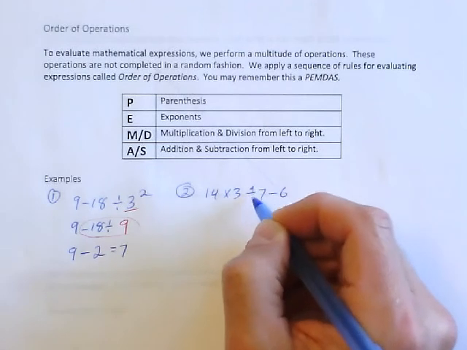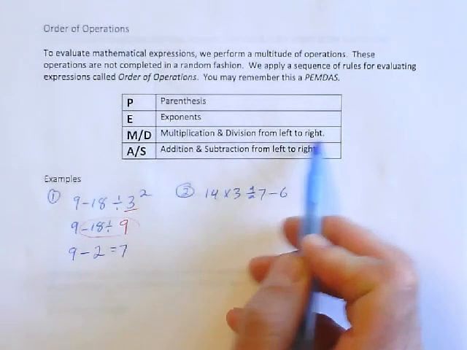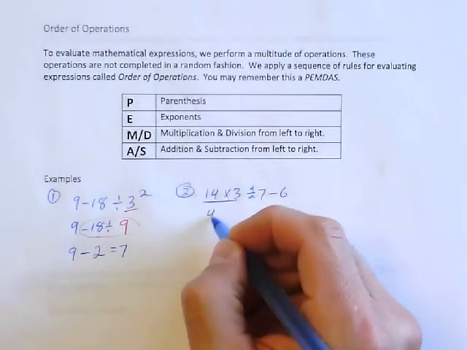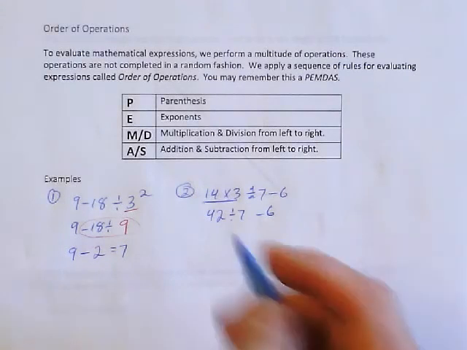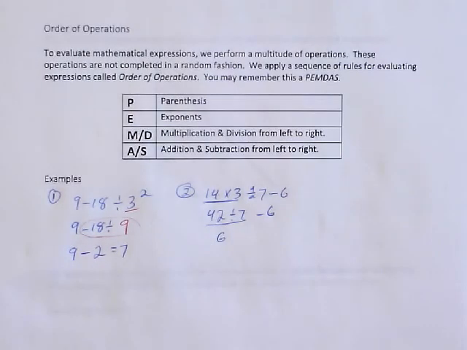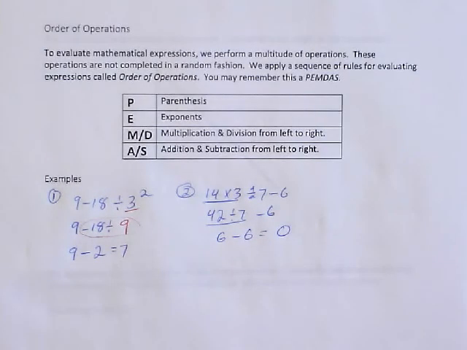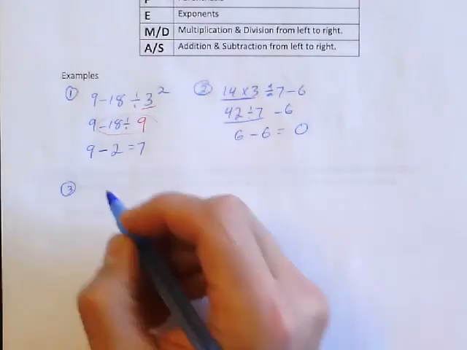Example 2. 14 times 3 divided by 7 minus 6. We'll do 14 times 3 first because it's multiplication and division from left to right, so we'll do these two first. 14 times 3 gives us 42, divided by 7, minus 6. Well, 42 divided by 7 is 6, minus 6. This gives us a happy little answer of 0.